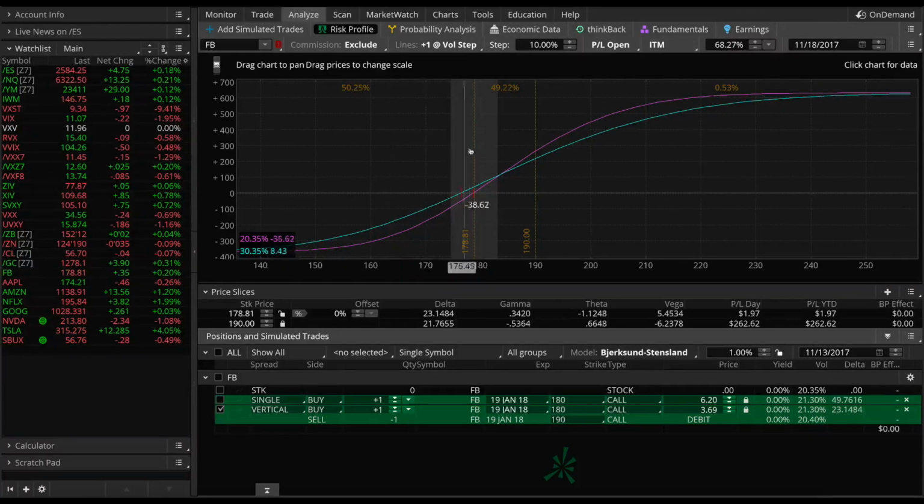Now, on the other hand, if the stock price increases, then an increase in implied volatility is actually going to be harmful to our position.